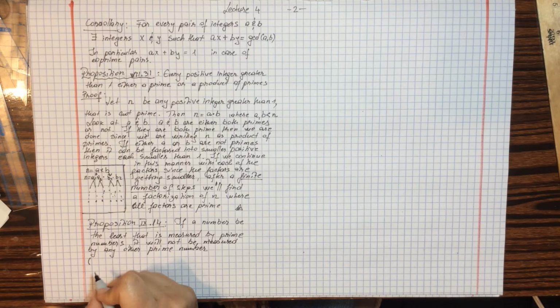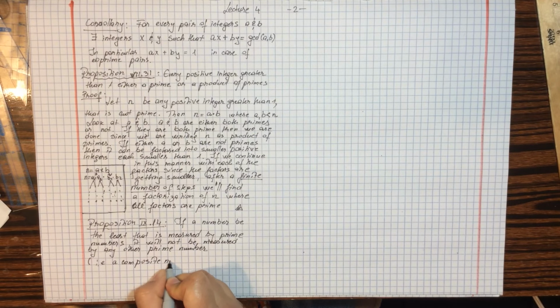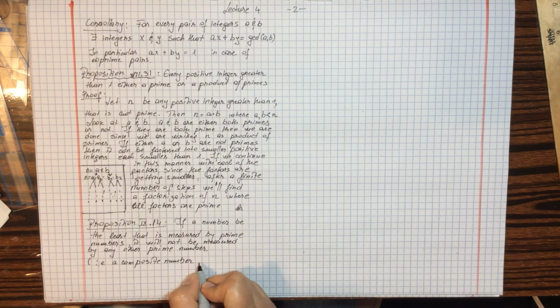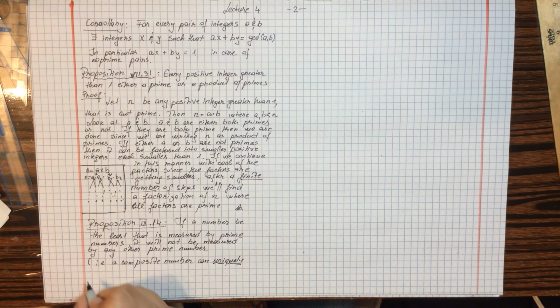Okay, I'll explain with an example. In other words, this means that a composite number can uniquely, I'm stressing uniquely, can uniquely be factored into primes.